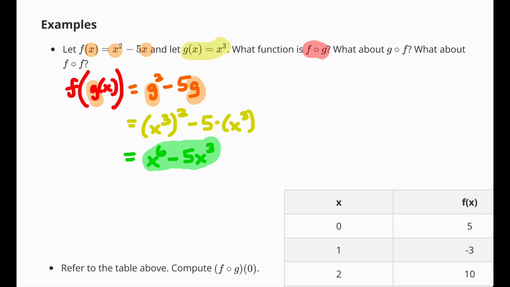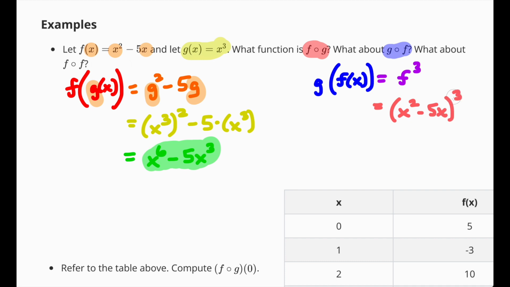Now, f of g of x is not the same as g of f of x. I mean, it could be, but in this case, it's not. G of f of x is going to be, now g is the outside function, the inside function that goes into g is f. So now we're going to replace all the x's in the g of x equation with an f. So instead of x cubed, it's going to be f cubed. Well, what's f? F is x squared minus 5x, so now it's just going to be x squared minus 5x quantity cubed. Now you can expand this out if you want. We are not going to do that though, because it's just kind of a waste of time. We're just going to leave it like that. And that's the answer.